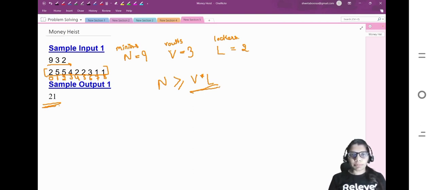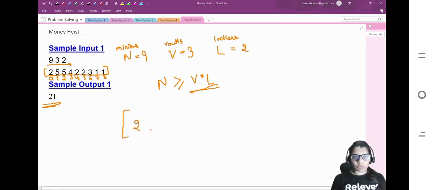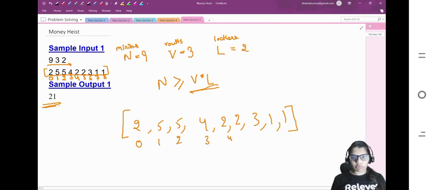We have to choose that particular minion first, which is having a greater speed, so that we can loot maximum amount of dollars, right? So for that, what we can do to choose the minion optimally from this particular array given to us: 2, 5, 5, 4, 2, 2, 3, 1, and 1. Right? This is your array of speed.